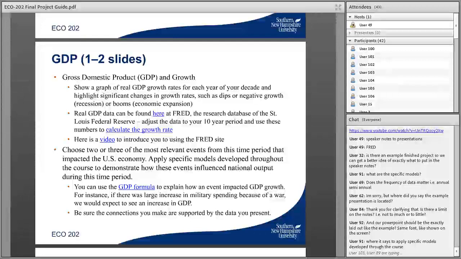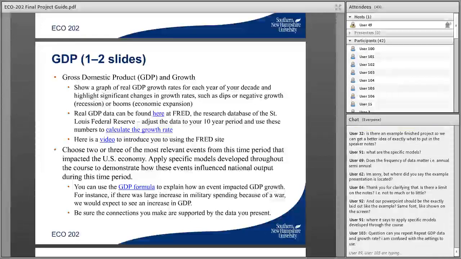You can use the GDP formula to do it, or you can just find a graph with the growth trends, which saves you having to apply specific models developed throughout the course to demonstrate how these events influence national output during this time. So this is the second slide that you would do for GDP.